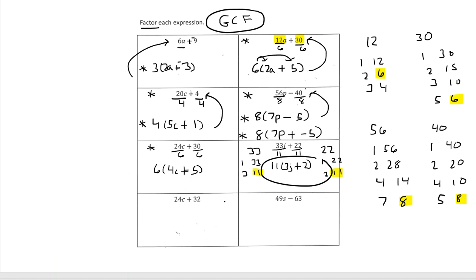So 24c plus 32. So we list our common factors, or we find our greatest common factor, I should say. So factors of 24.